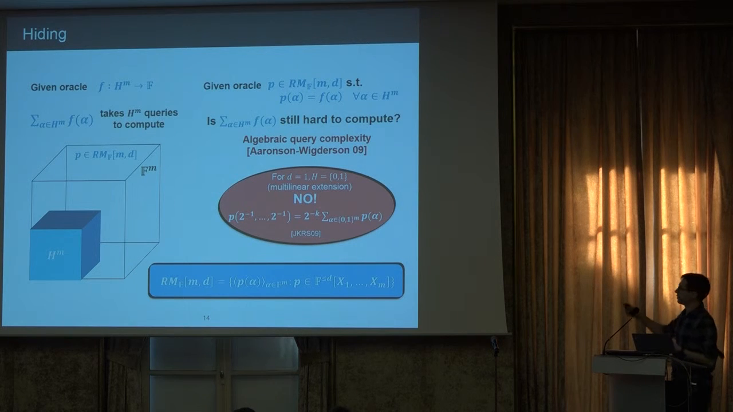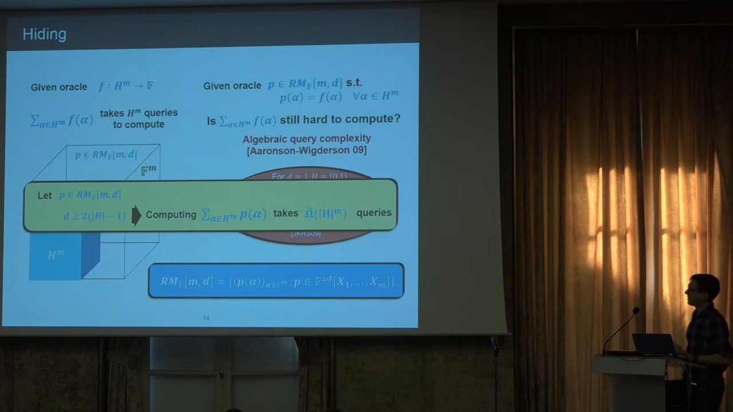So you query the low degree extension at this point, like 2 to the minus 1, and this gives you a scaled version of the sum. So what has happened here is that this encoding has leaked information that I didn't want you to know. Okay, so this is a problem, but it turns out that you can fix it.